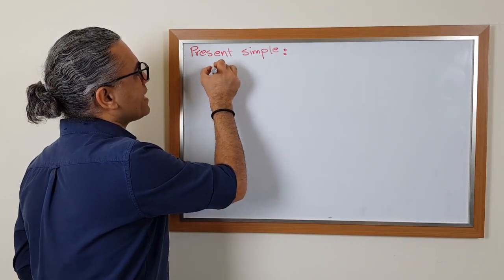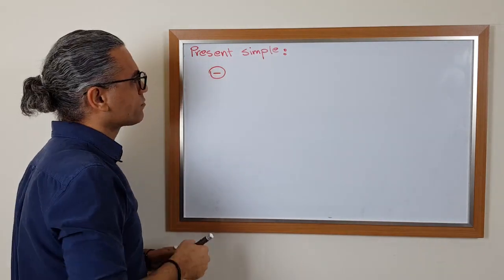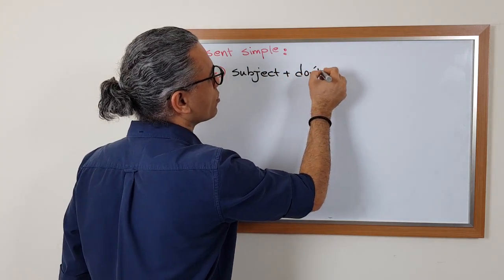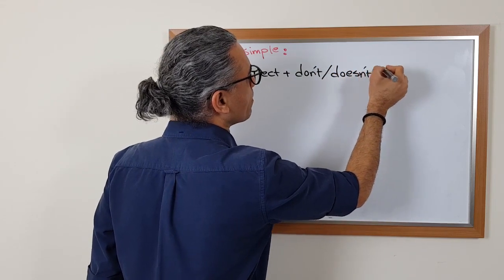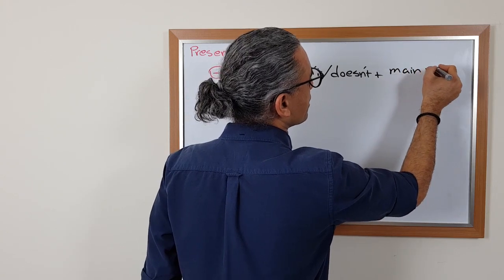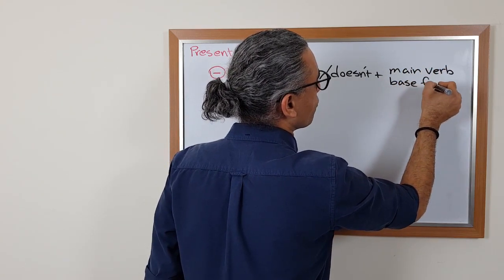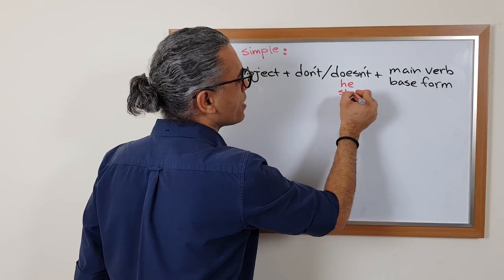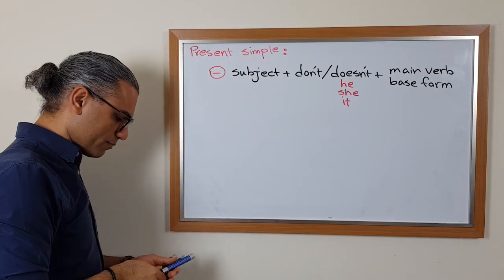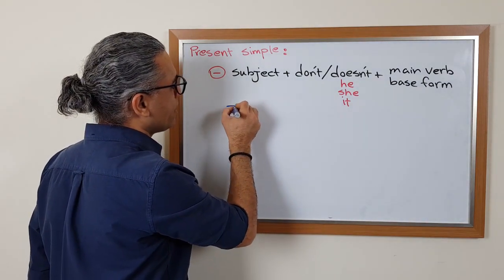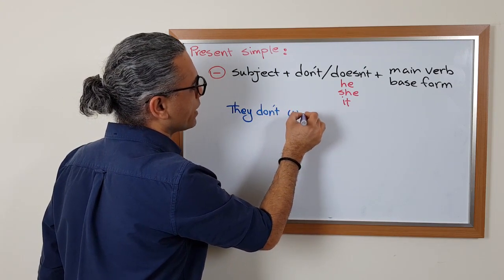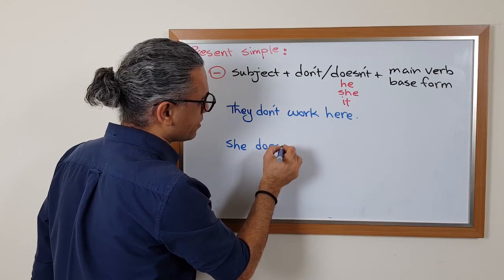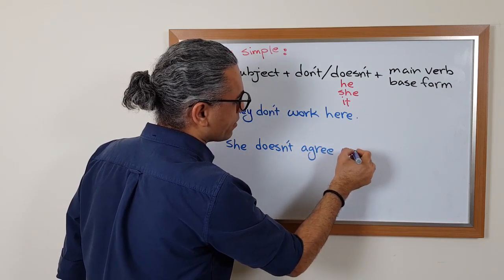Let's see how a negative sentence is written in present simple. Subject plus don't or doesn't plus main verb in base form. Doesn't we use for he, she, and it. Example: they don't work here. She doesn't agree with me.